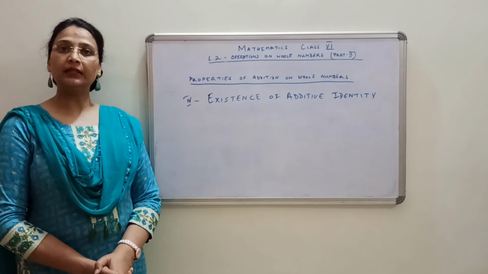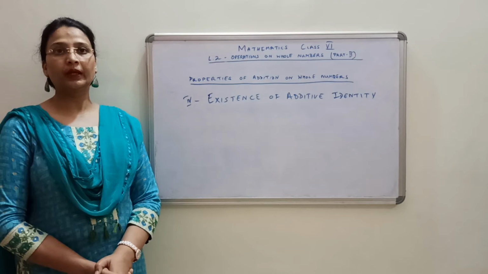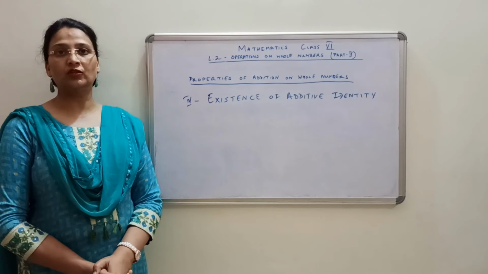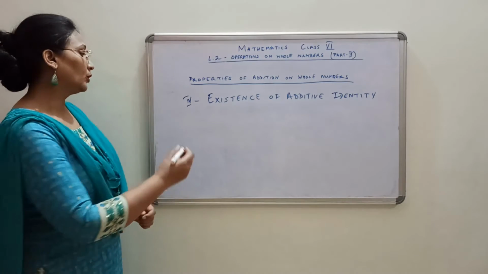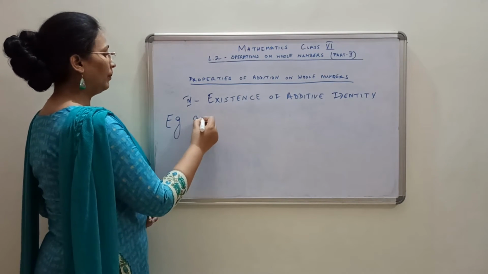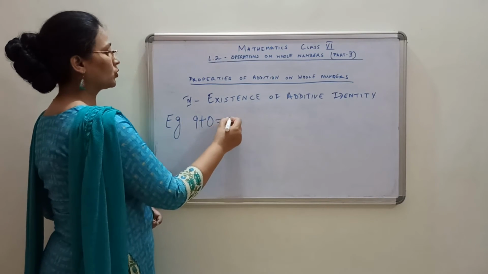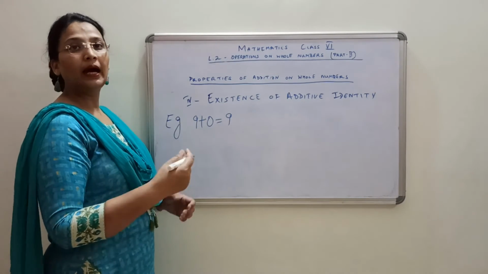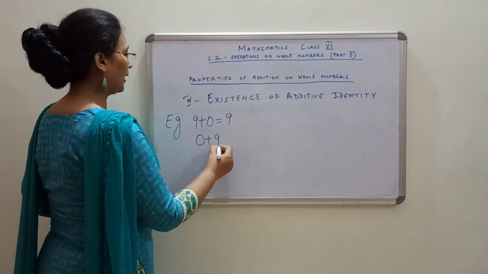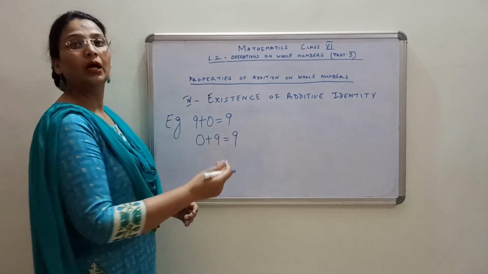Now the fourth property is existence of additive identity. The additive identity is 0, and adding 0 to a number does not change it. Example, you can write 9 plus 0 equals 9, and in other words you can write 0 plus 9 is also 9.